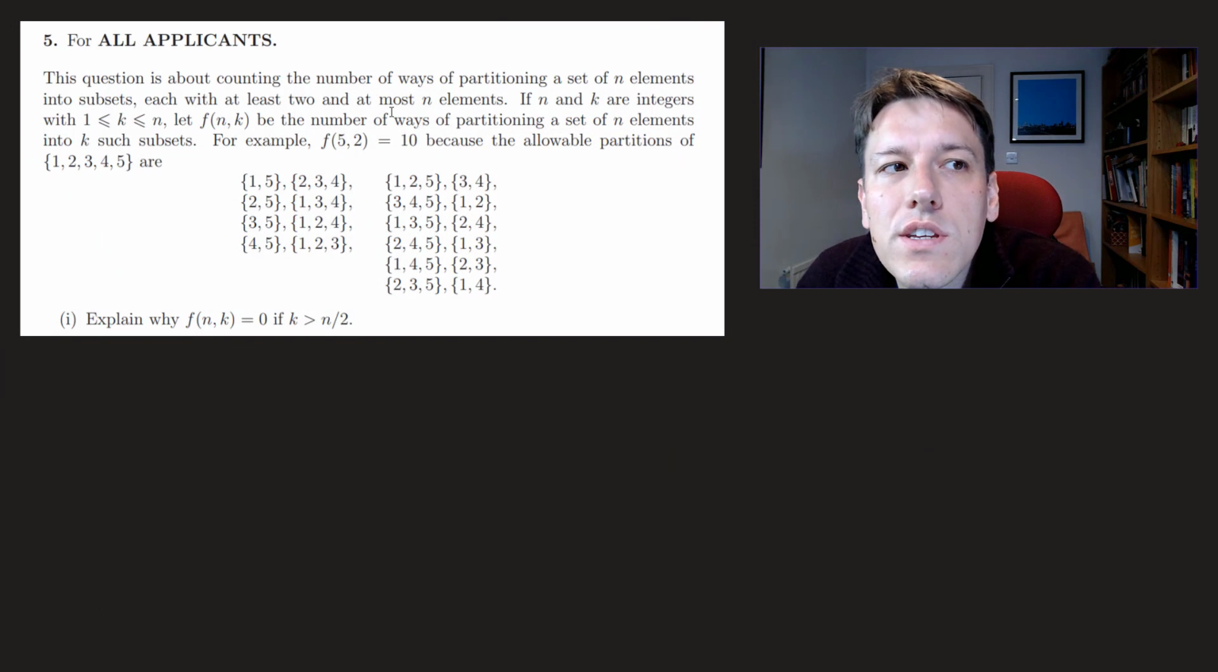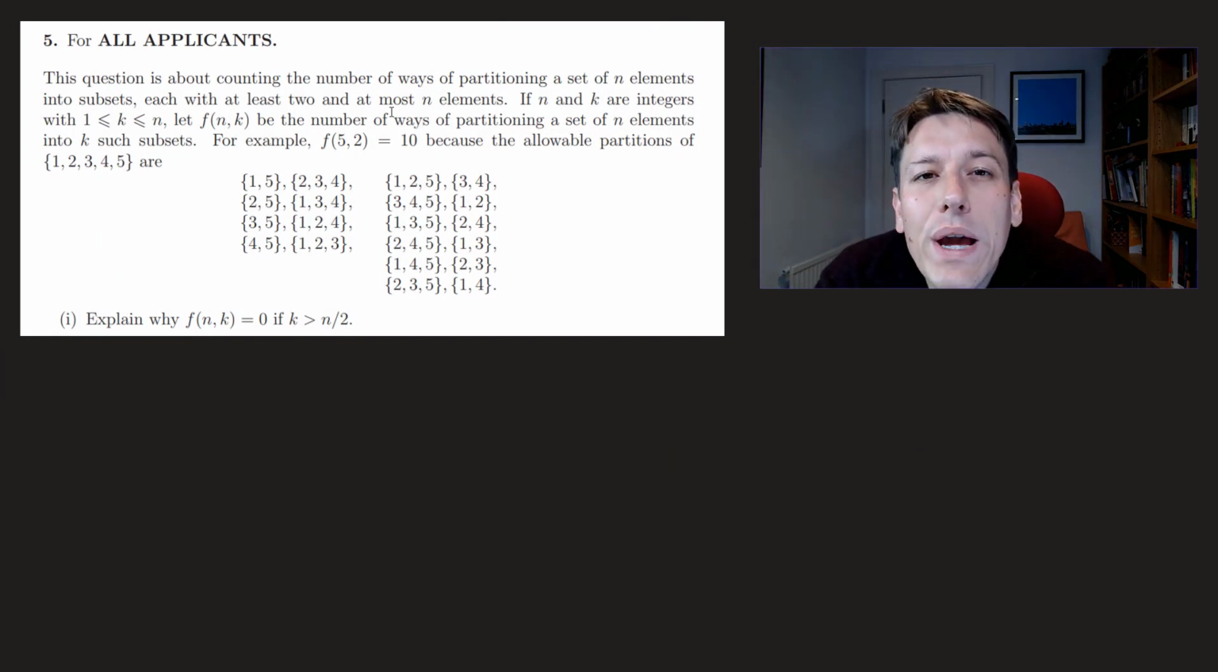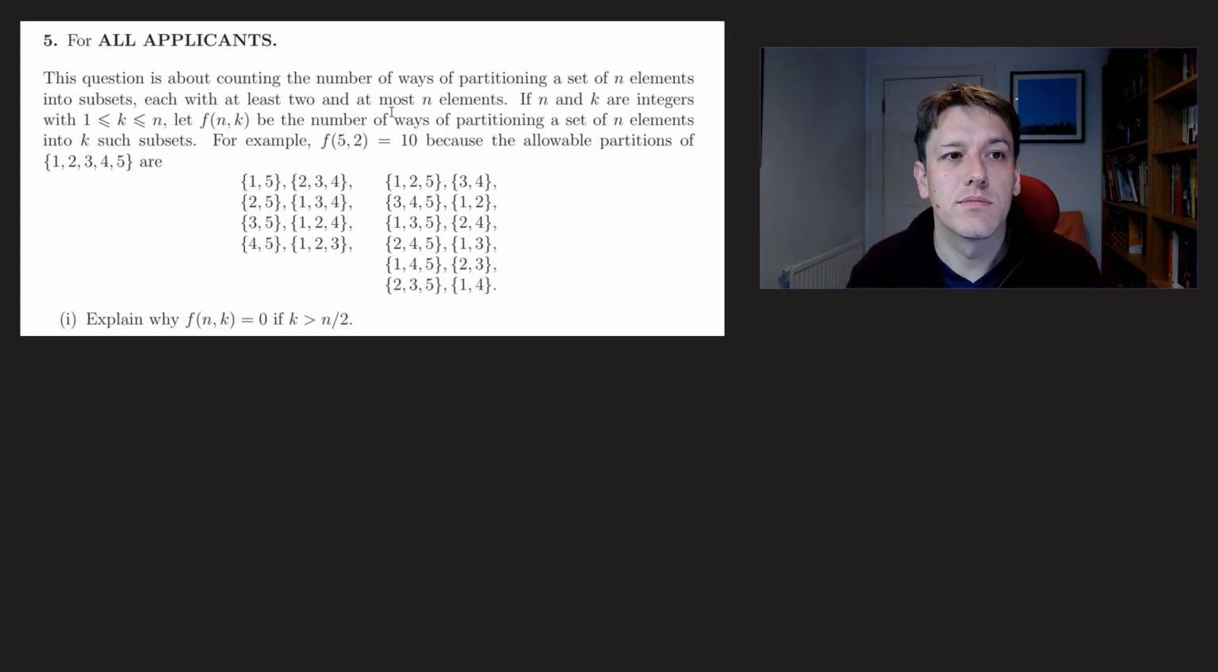So in this question it says we've got to count the number of ways of partitioning a set of n elements into subsets, each with at least 2 elements and at most n elements. Well, we couldn't have more than n elements anyway because that's the whole set, but it's excluding here 1 element or 0 element subsets. So if n and k are integers, with 1 less than k less than n, we're going to let f of n and k be the number of ways of doing that, of partitioning the set into k subsets.